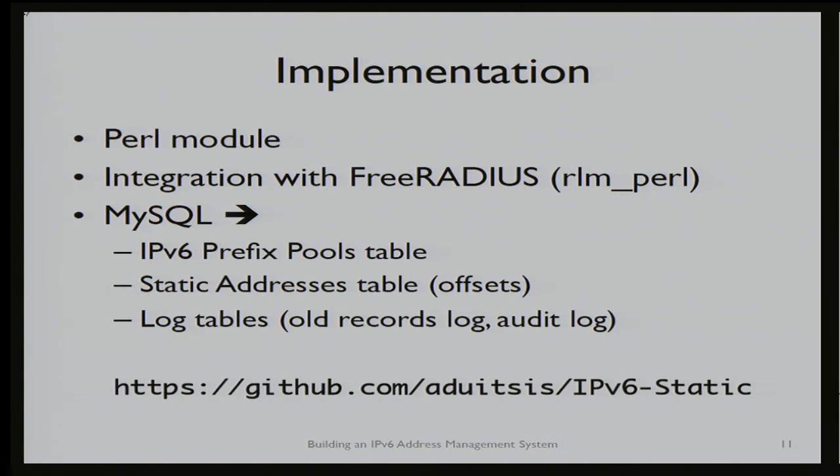It took me about a month to come up with an implementation for what I've just described. It's a Perl module that is integrated with a FreeRADIUS server through the rlm_perl module. And as storage, it uses a MySQL relational database. There are a couple of tables. There's the IPv6 prefix pool table, which will contain the master pools from which we draw the prefixes. There is the static addresses table, which contains the offsets and the usernames. And there are a couple of log tables for audit purposes, as I've described before.